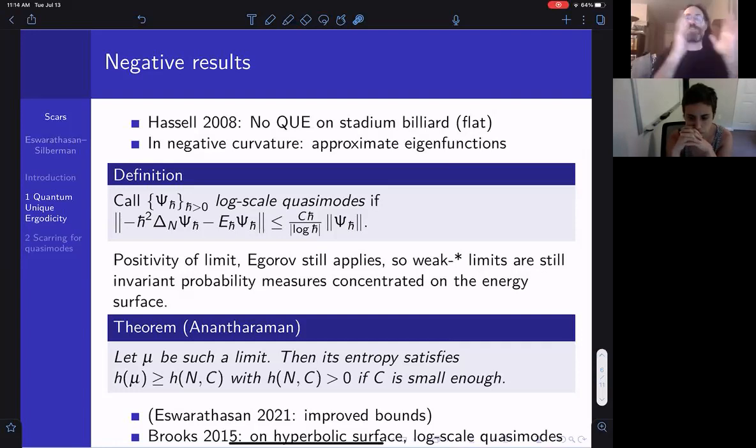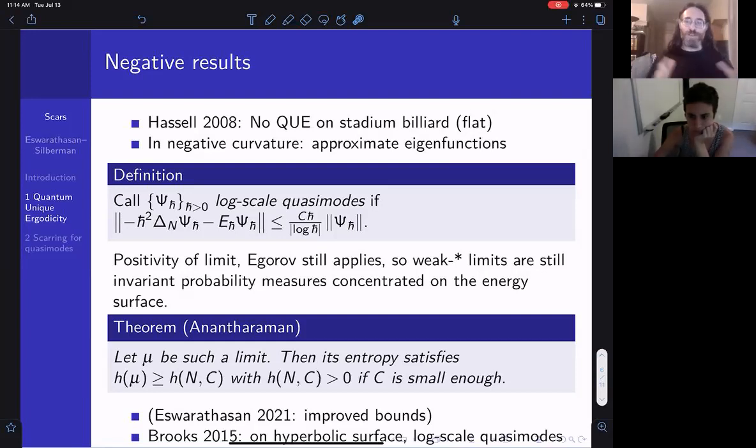And of course, if you allow the spectral width to be large enough, you can approximate any function you want by a combination of eigenfunctions. And so you can get any limit you want. So you need to somehow restrict the spectral width. So I'm going to define the log scale. This is the semiclassical version of the condition we had in the beginning. So this is square root lambda over log lambda, written when we write the eigenvalue with respect to this h bar.